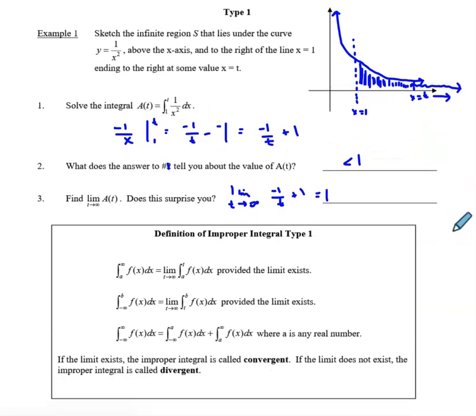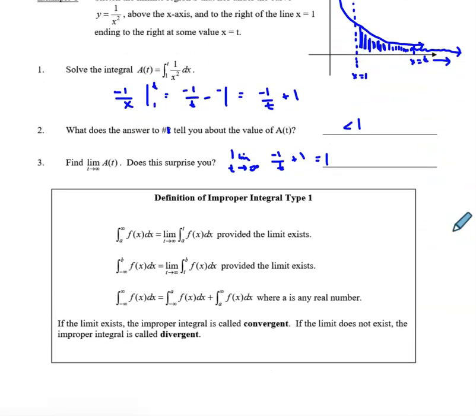So let's talk about the definition of an improper integral type 1. If we are integrating from a value for x that is a constant up through positive infinity, then what we want to do is replace that infinity with a t, integrate from a to t, and take the limit as t goes to infinity. If the limit exists, then this improper integral will equal the limit.